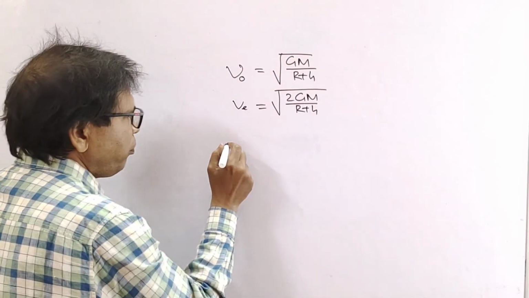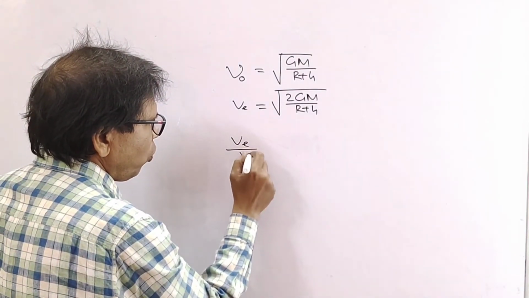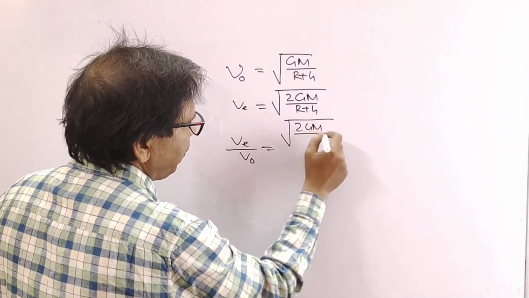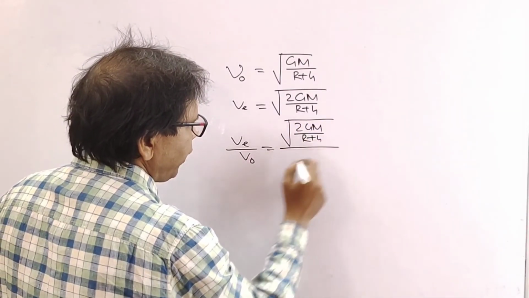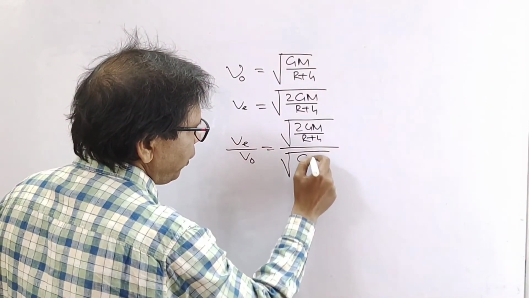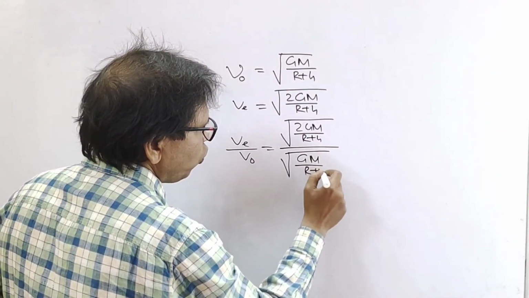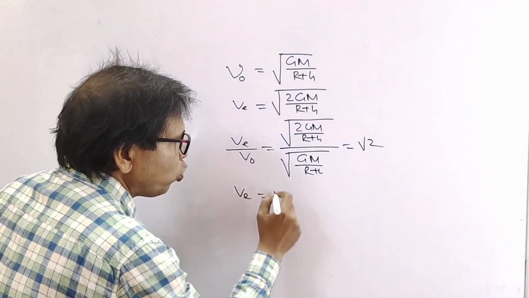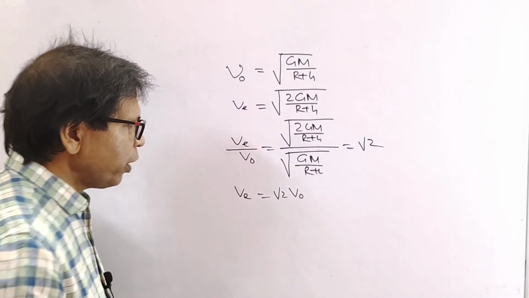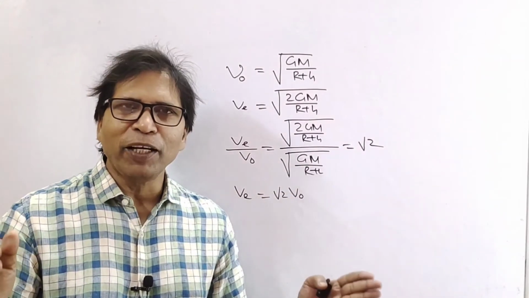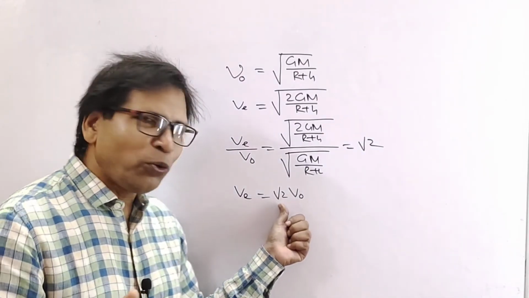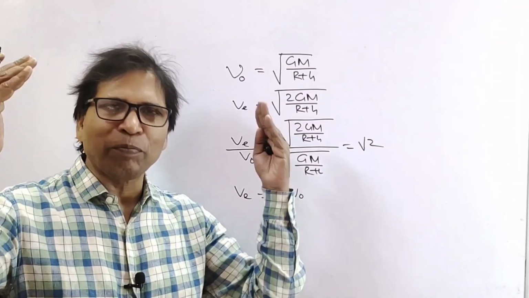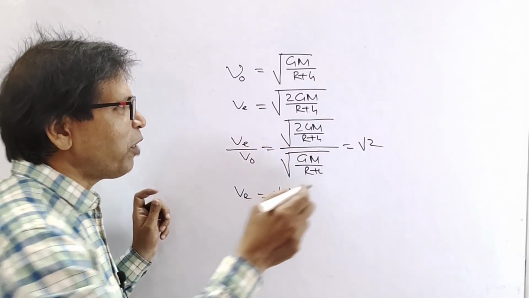So look at this, v_e by v_o is the root under of 2GM divided by r plus h, over the root of GM divided by r plus h. So this is root 2. Therefore v escape equals root 2 into v_o. Therefore if the orbital velocity increases to root 2 times of the present value, then the satellite escapes from its orbit.